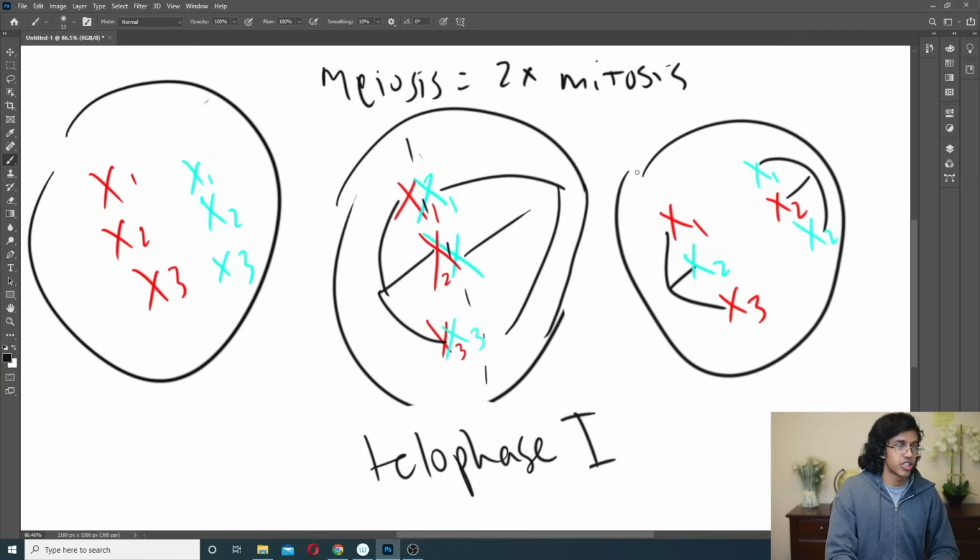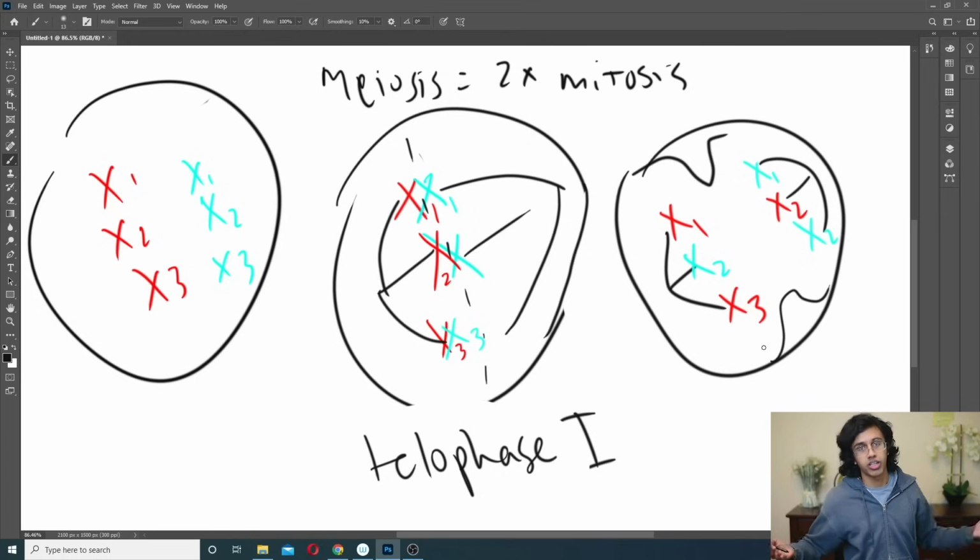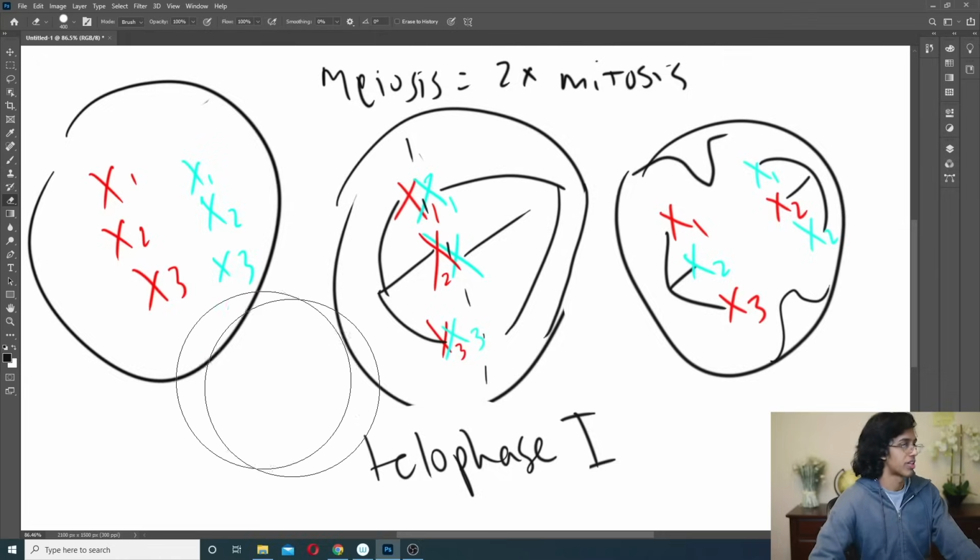And then telophase is basically just where it extends, it starts blobbing like a cool kid, and eventually cytokinesis splits it like in normal mitosis. Okay, so now let's move on to the second mitosis.